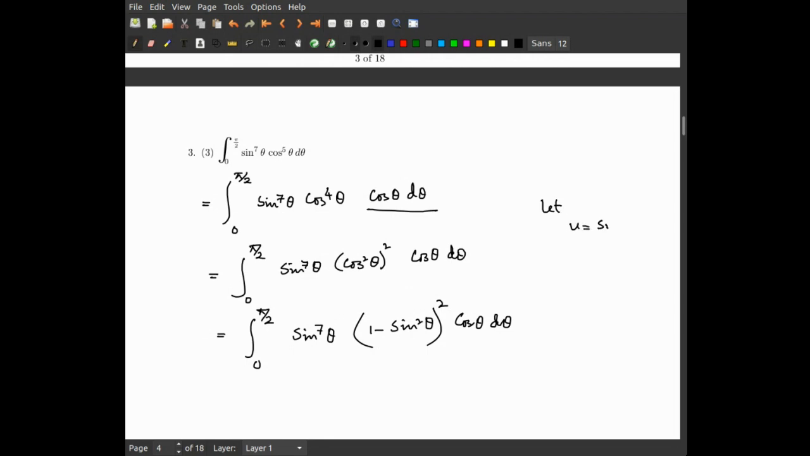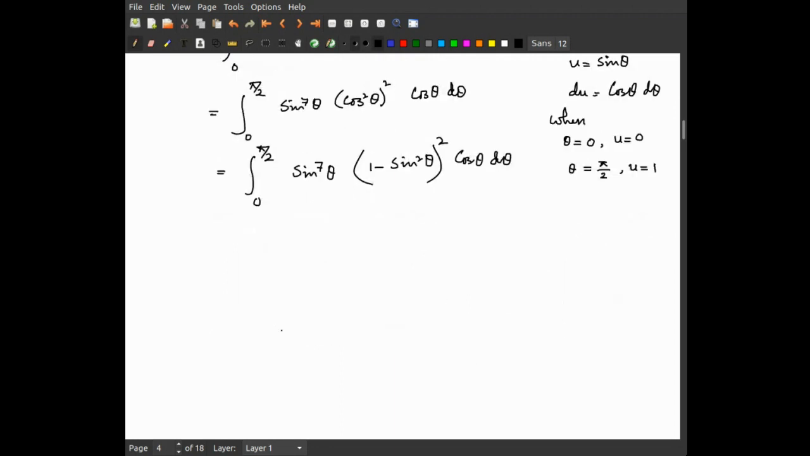So u equal to sine theta. Then du equal to cos theta d theta. But this one is a little bit different because this is a definite integration. So that means we have to also think about the limits. So when theta equal to 0, we need to know what is u. So u equal to sine 0, which is 0. Then if theta equal to pi over 2, then u equal to sine pi over 2, which is 1.